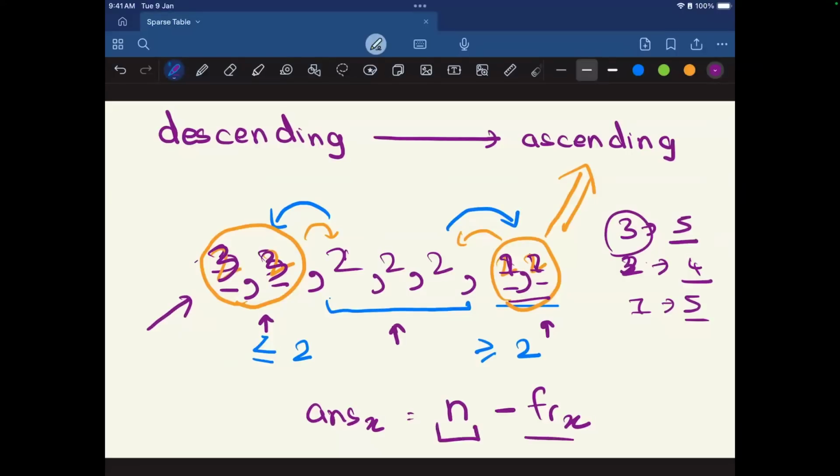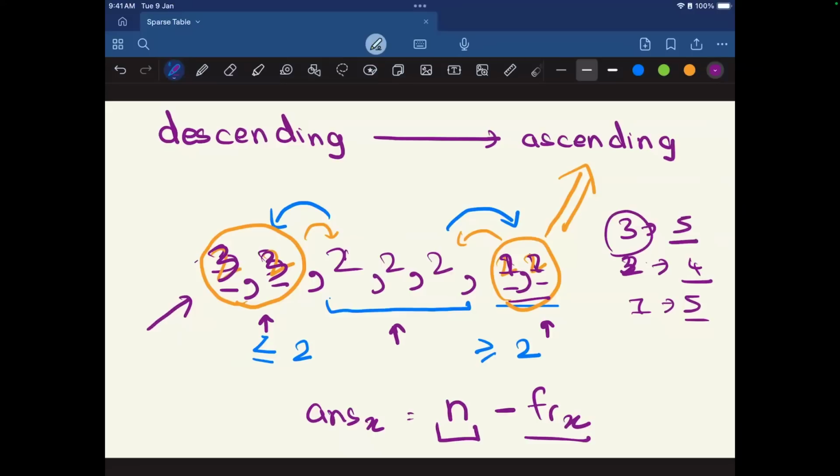So n minus frequency of 3. Frequency of 3 is 2. So 7 minus 2 is 5. Similarly, if we want to make all elements equal to 2, then n minus 3, which is 4, and similarly 1. Now, we want the minimum possible one.